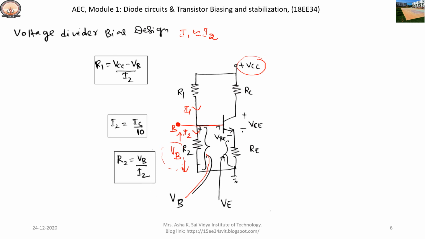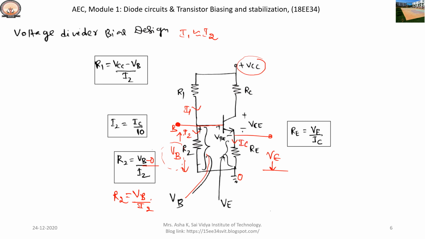Then, if you observe the resistance value R2, it is nothing but the voltage at this particular terminal, that is the base voltage, minus the voltage at this terminal, 0, divided by the current flowing through here, which is I2. This is nothing but VB divided by I2, which is equal to the resistance R2. Similarly, the emitter resistance is equal to the emitter voltage divided by the current flowing through here. Since IB is very small, we are equating IE as almost equal to IC.